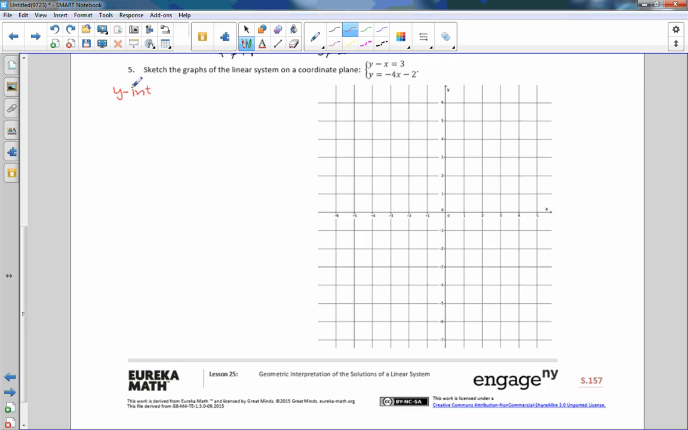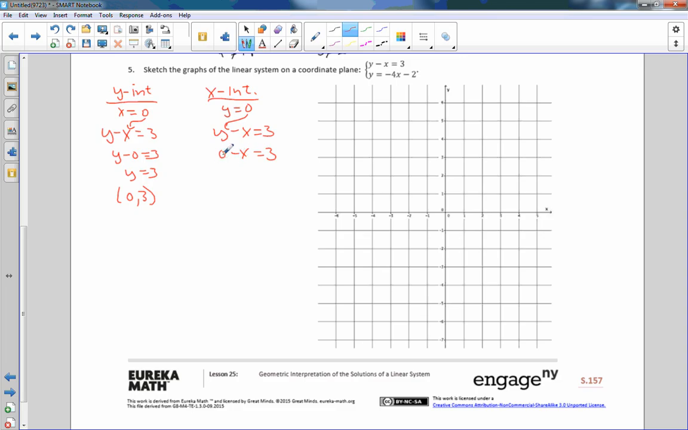y-intercept, in other words, x equals 0, and x-intercept, in other words, y equals 0. So I'm going to write y minus x equals 3 twice. Substitute in 0 for my x, so y minus 0 equals 3. Therefore, y equals 3 when x is 0. Substitute in 0 for y, and I get 0 minus x equals 3.